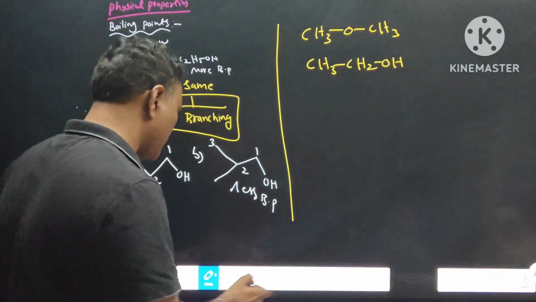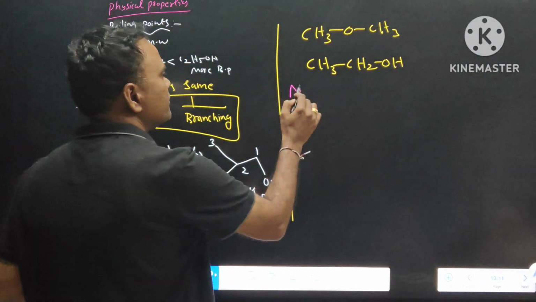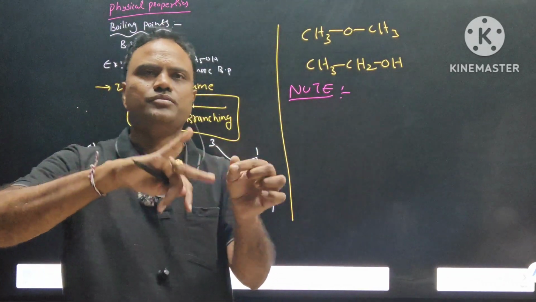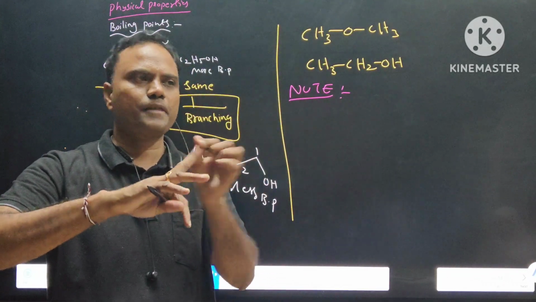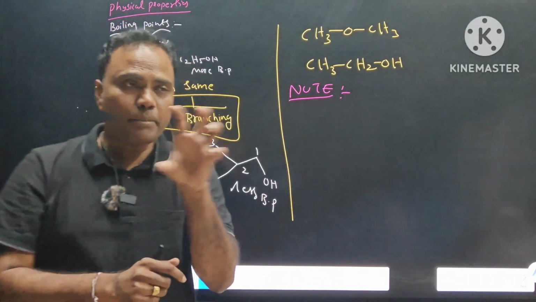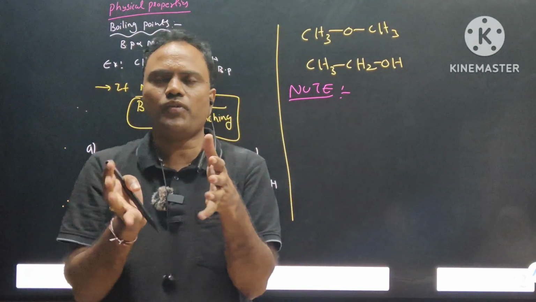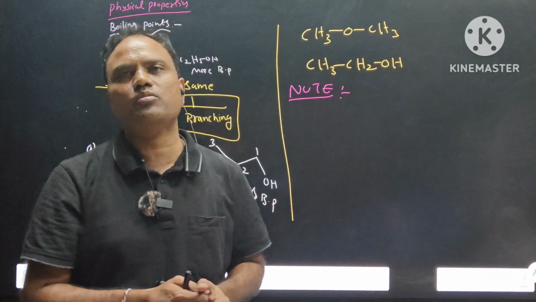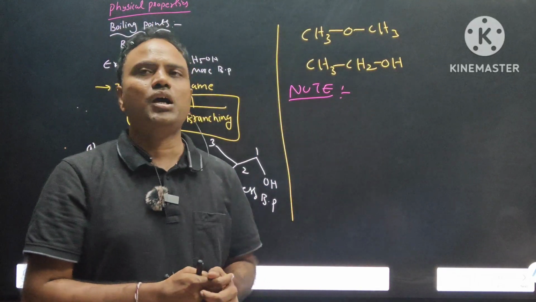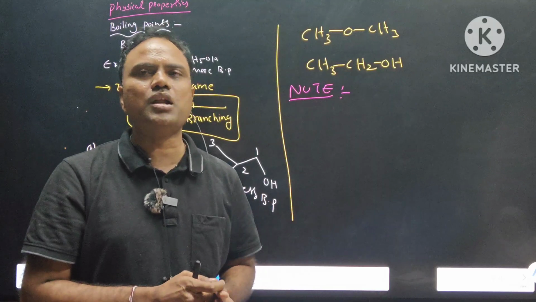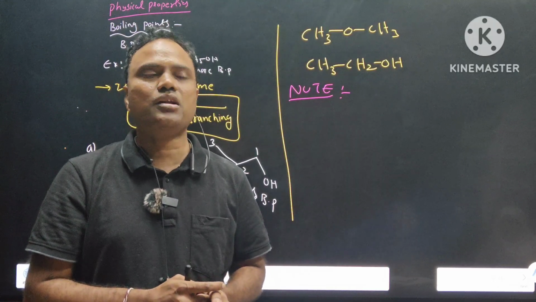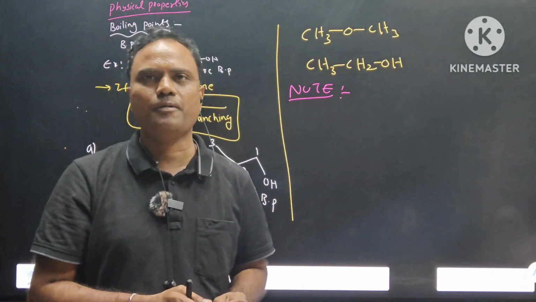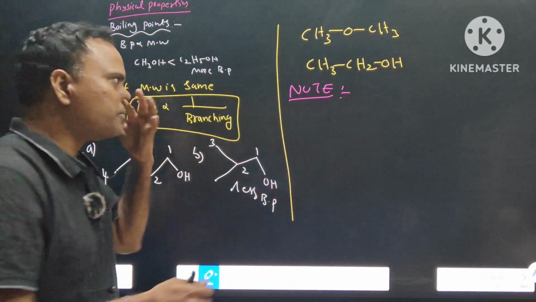But look at this. I am giving one very, very important statement. See, alcohol, ether, alkane. If all have comparable molecular masses, meaning similar molecular weights, then alcohol has the higher boiling point due to hydrogen bonding. Which type of hydrogen bonding, inter or intra? Inter, intermolecular, in between. So write one important statement.